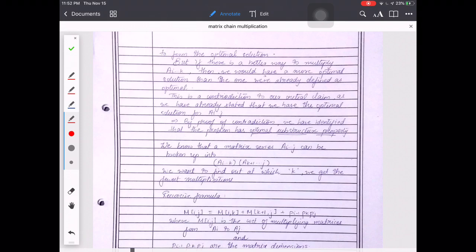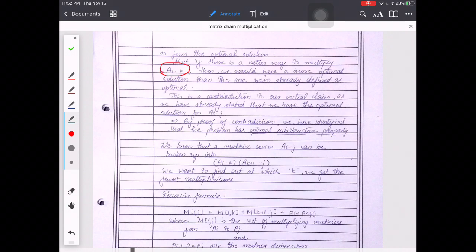But if there was a better way to multiply Ai to Ak, that is this part, if you were to somehow find a better way to multiply the matrices from Ai to Ak, then we would have obviously a more optimal solution than the one we already defined. And this actually contradicts our initial claim because we already stated that we have an optimal solution already for Ai to Aj. Therefore, by proof of contradiction, we have identified that the problem has the optimal substructure property.